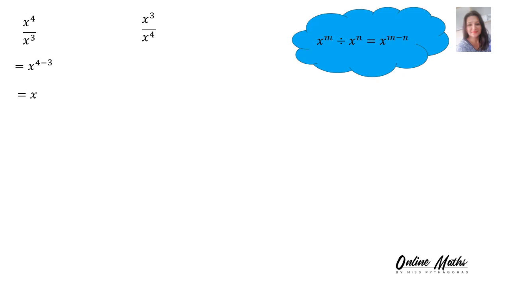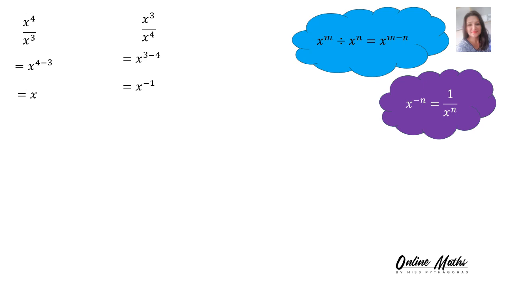Next example, x to the 3 over x to the 4. That one is x to the 3 minus 4, which is x to the negative 1. And then x to the negative n is the same as 1 over x to the positive n. And this is a very important law to remember. This one is the one that helps you to leave your answer with positive indices. Index is singular, indices is plural. Therefore, that one, x to the negative 1, is the same as 1 over x.